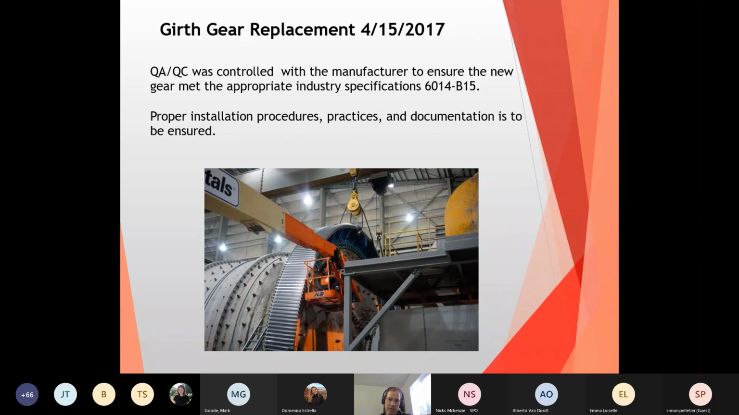That's typically AGMA 6014, and B15 is the most recent revision for that. And then, all the way through ensuring that the installation was done properly, and that the gear operates as best as it can in its current operating context.